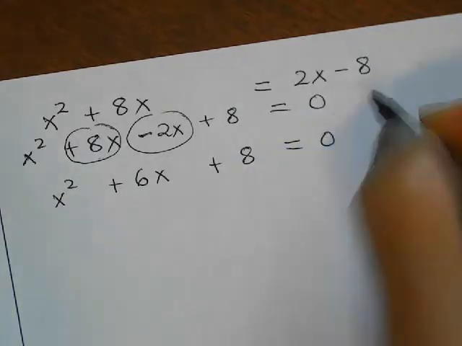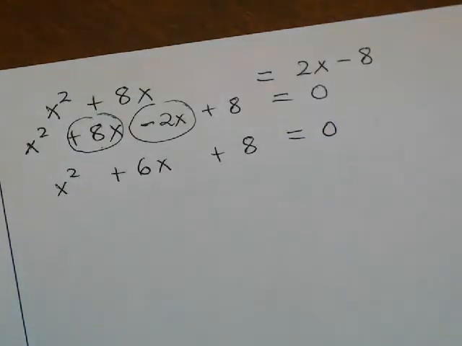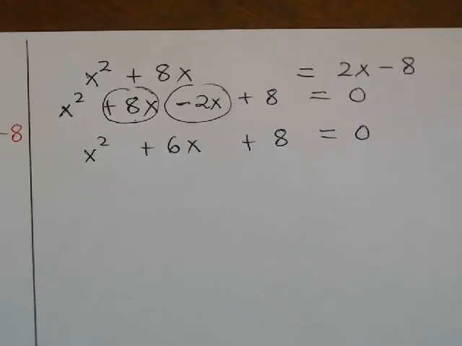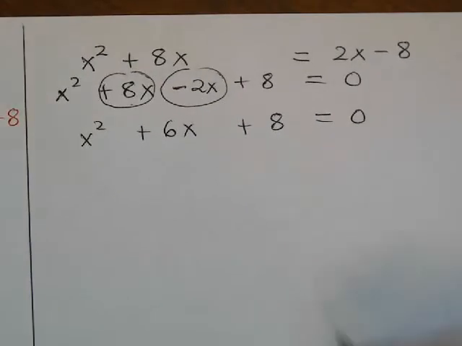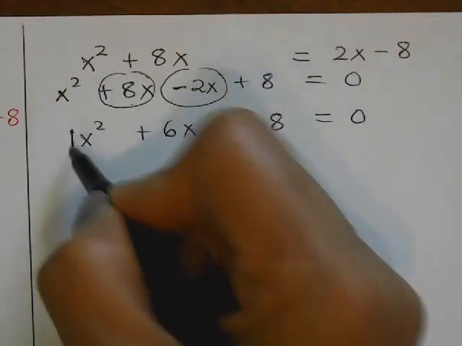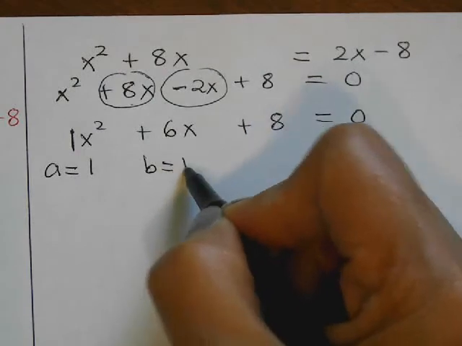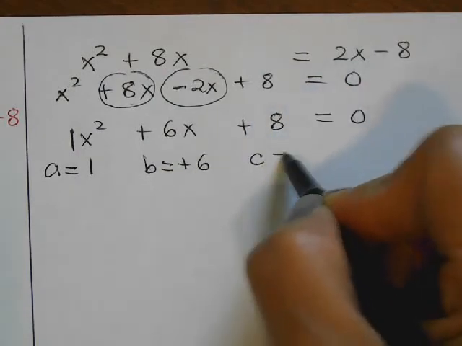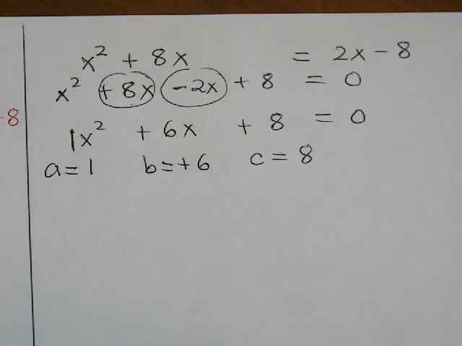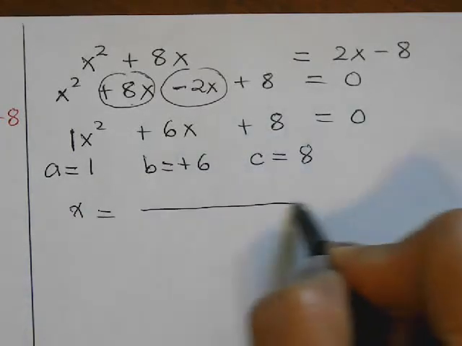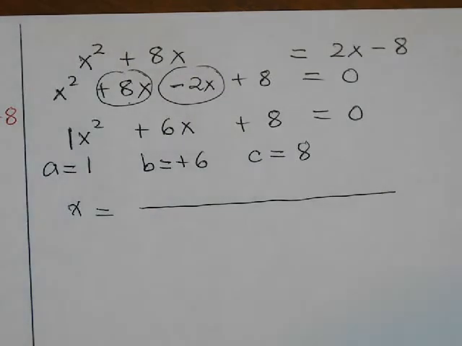Okay, so this is easily solved by factoring, but we just want to practice quadratic formula here. So we're going to get our a. So a is 1, b is positive 6, and c is 8. Okay, and then we're going to substitute that in our quadratic formula. I hope you write and rewrite the quadratic formula until you memorized it.